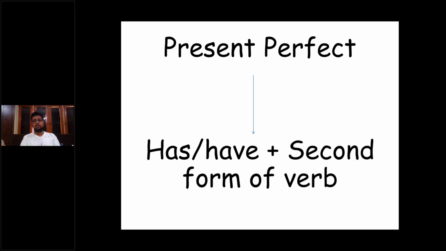I have done my work. Have and done. Done is the second form of the verb. Another example. She has eaten her food. Now, what do you see? Has and eaten.